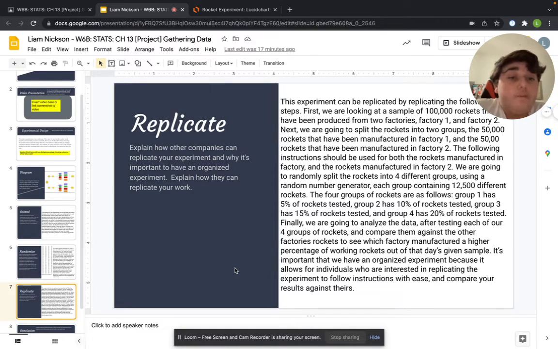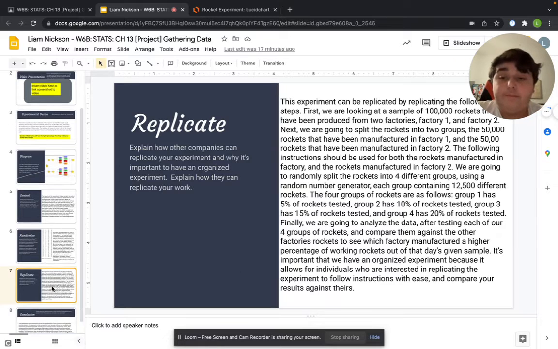Now we're going to split them into 4 groups using the random number generator, each group containing 12,500 different rockets, and we're going to test a different percentage of rockets from each group. After that, we analyze the data and compare it from each factory.